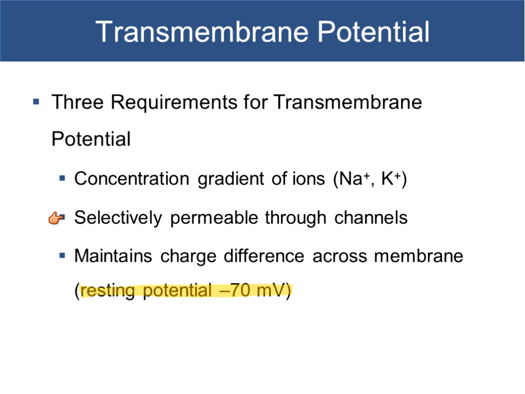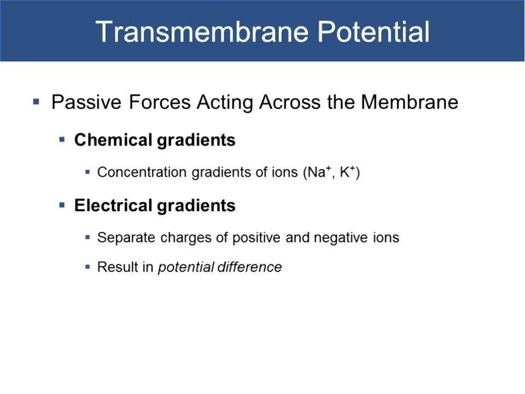We also have to have selectively permeable channels through which sodium and potassium are able to go through. So in order for us to maintain that, once again, the concentration of sodium and potassium both in and out of the cell needs to be maintained. And that's done through the selectively permeable channels. And when we do that, we're able to maintain our resting potential at negative 70 millivolts.